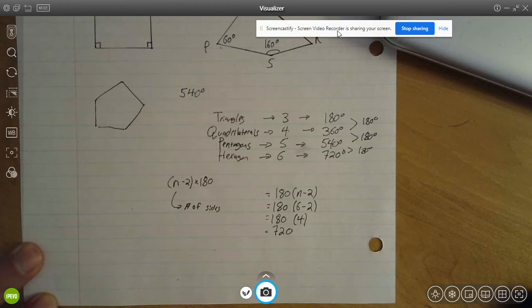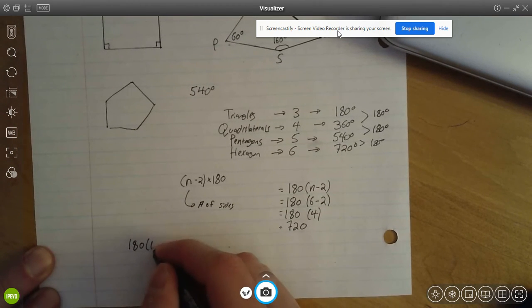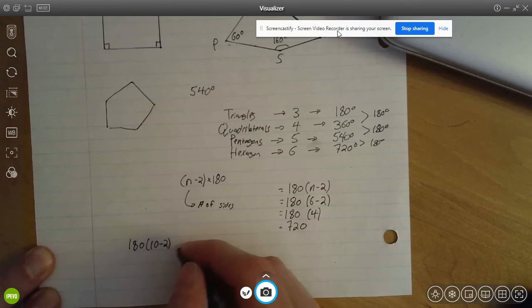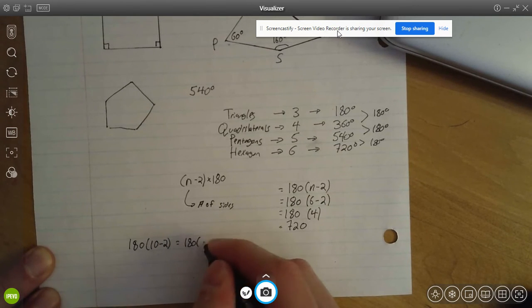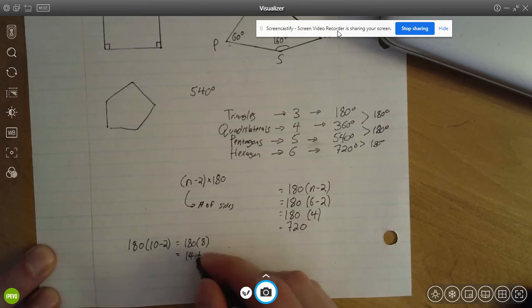And that's going to work for any polygon. If I've got a decagon, which is 10 sides, what do the interior angles sum to? Well, it would be 180 times (10 minus 2), which equals 180 times 8. So the interior angles of a decagon must add to 1440 degrees.